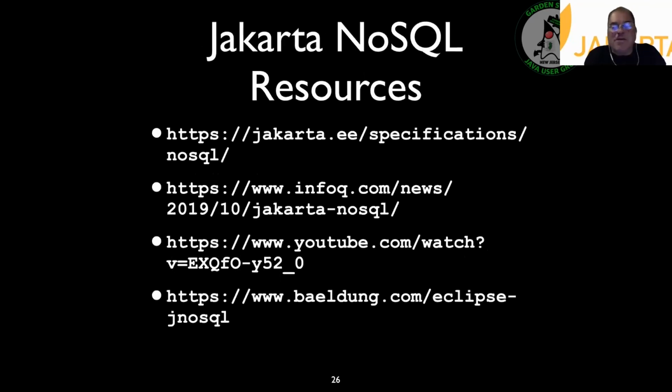All right, some resources here. The specification itself can be found at that first URL. And then the others, you can go to that first part and then find the other specifications if you're interested in looking at those. This was a news item from one of the other editors that talked about Jakarta NoSQL on InfoQ back two years ago. There's a YouTube video, I think, featuring Otavio. And then Baildong has an early version, an application example on how to do that. So that's quite useful.